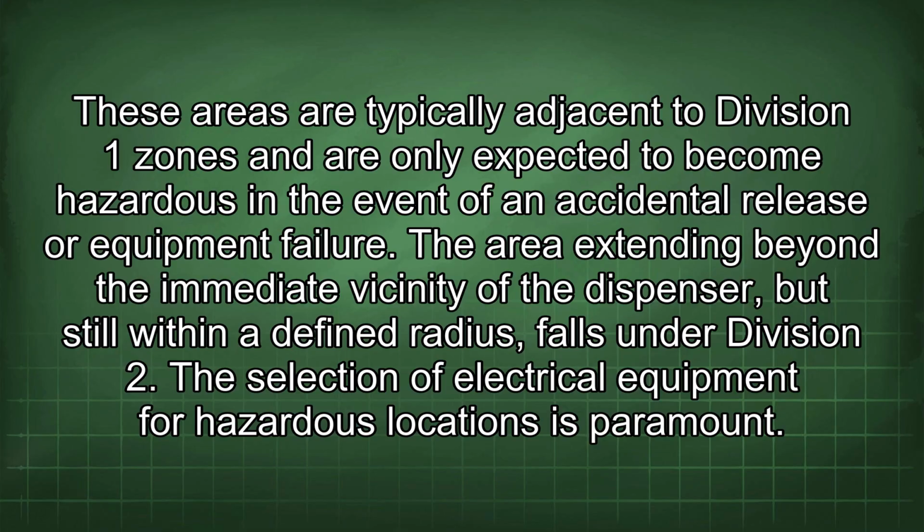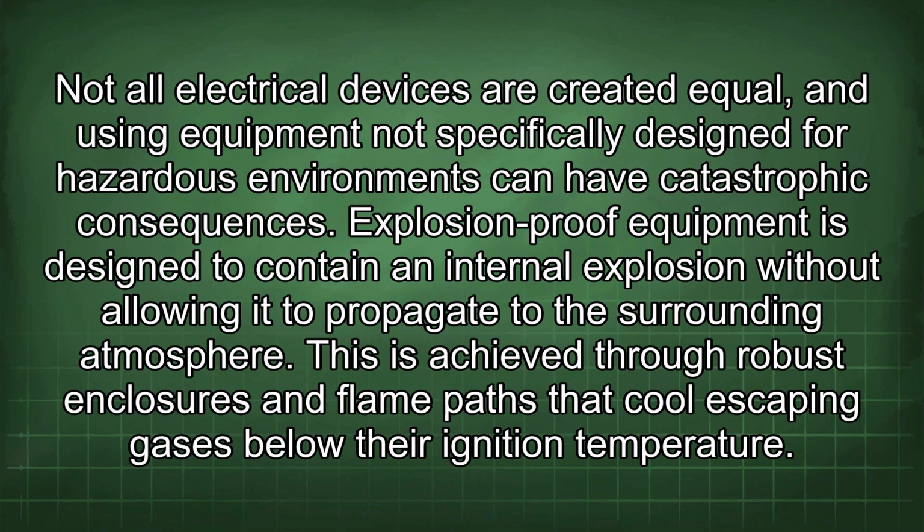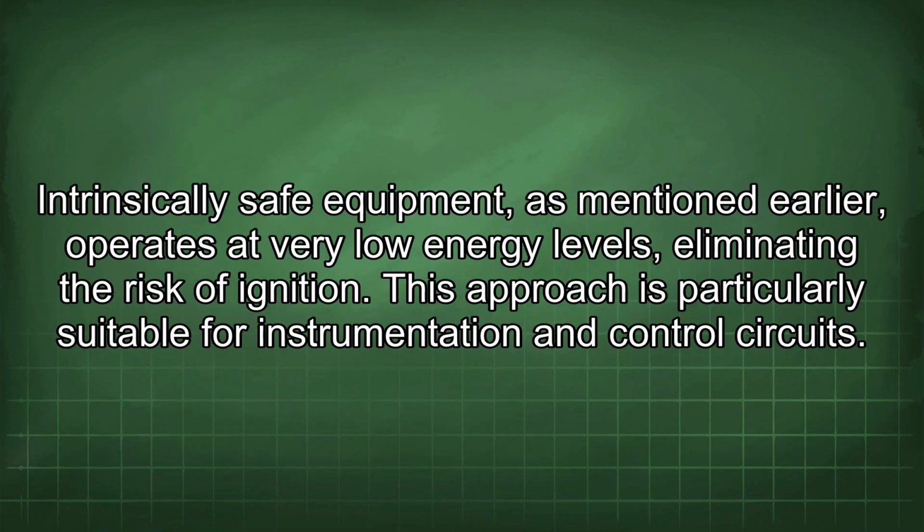The selection of electrical equipment for hazardous locations is paramount. Not all electrical devices are created equal, and using equipment not specifically designed for hazardous environments can have catastrophic consequences. Explosion-proof equipment is designed to contain an internal explosion without allowing it to propagate to the surrounding atmosphere. This is achieved through robust enclosures and flame paths that cool escaping gases below their ignition temperature. Intrinsically safe equipment, as mentioned earlier, operates at very low energy levels, eliminating the risk of ignition. This approach is particularly suitable for instrumentation and control circuits.